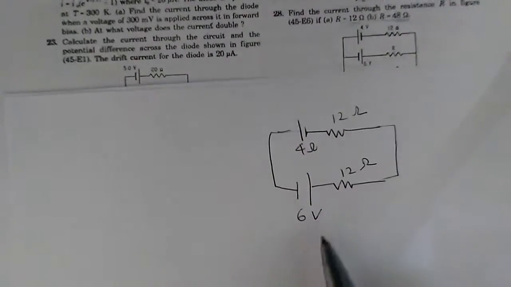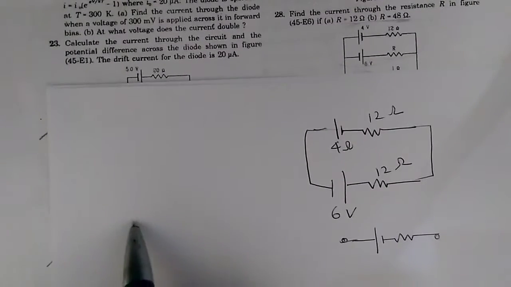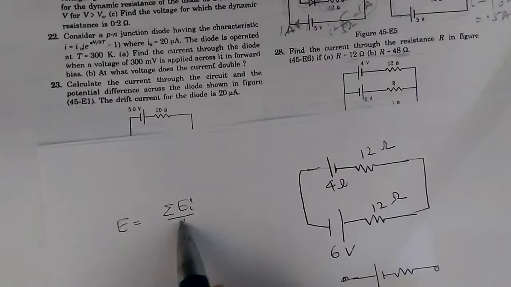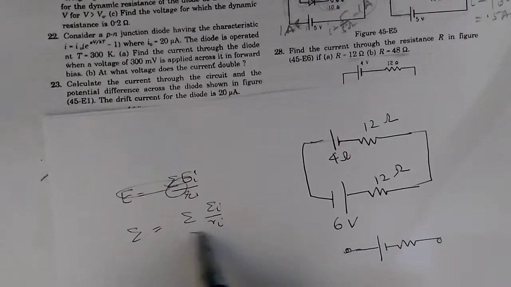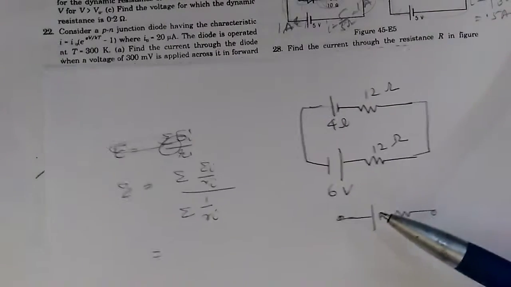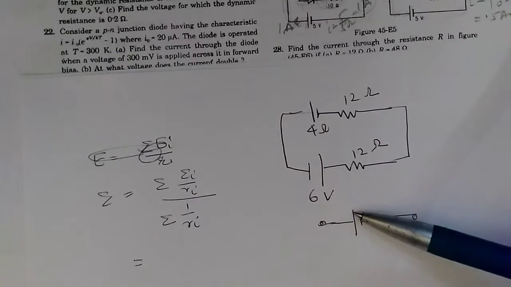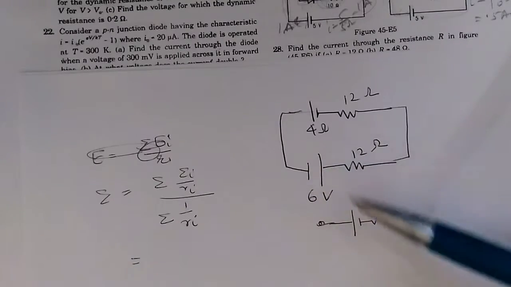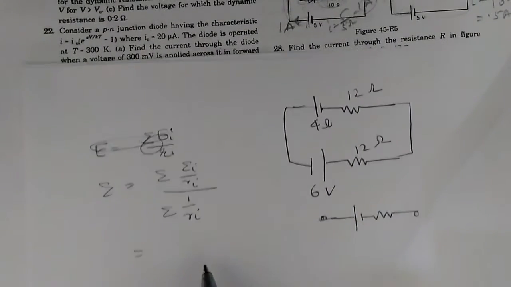Now this whole thing can be replaced with a single battery and an internal resistance, where this battery voltage, let's call it E, is equal to sigma Ei divided by Ri, divided by sigma 1 upon Ri. What does that mean? Let us assume that this battery here is positive, which means any battery that aligns with our assumed direction will be taken as positive. Any battery that is against our assumed direction will be taken as negative. So this battery will be taken as positive, this battery will be taken as negative in our calculation. That is the convention of the sign.